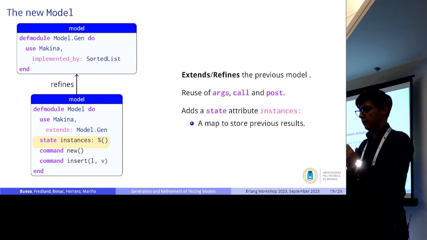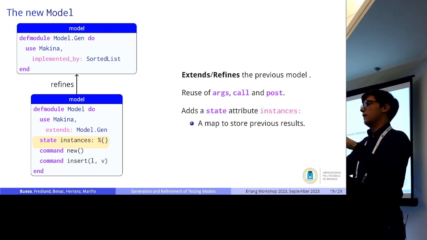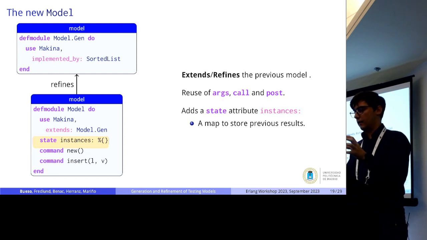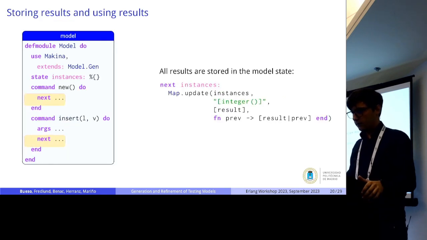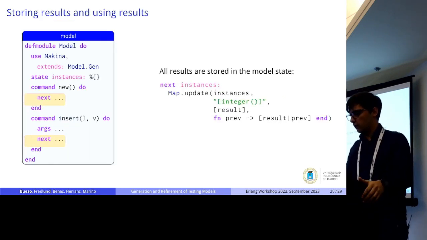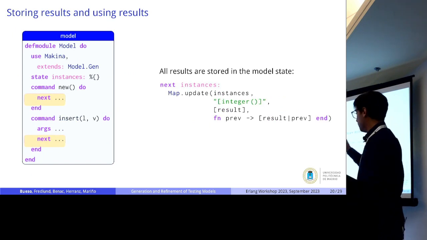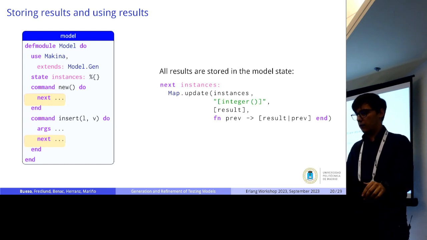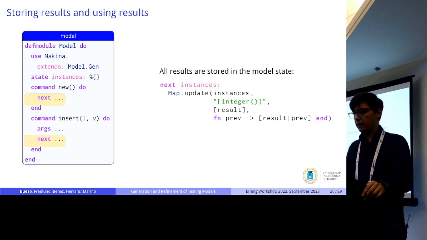attribute in the state, which is called instances. That is basically a map that will store every result that our API will generate during the execution. So, all the results are stored in the model state just by updating this map. So we introduce a next callback in all the commands in the model.